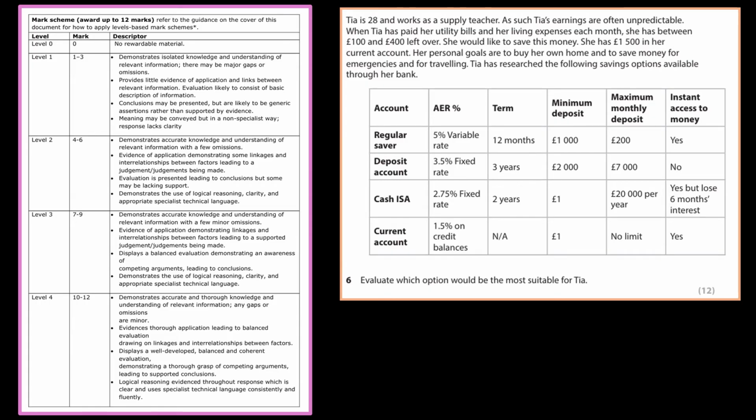And then at the end you would say which one you recommend, and I would probably say the most suitable one would probably be the regular saver, but I'm just looking at this and making a choice quite quickly here. Yeah, maybe the ISA as well. You've got to evaluate it, but probably not the current account because it's a very low rate of interest there. All right, so that gives you a little bit of help and guidance on how to answer the 12-mark question.